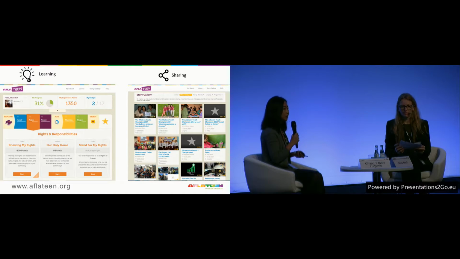So after the completion of level 1, they would proceed to the second level where they would be equipped with useful tools that they can use to conduct their project in the community, such as planning and budgeting tools, project management, and also a business plan, for example.